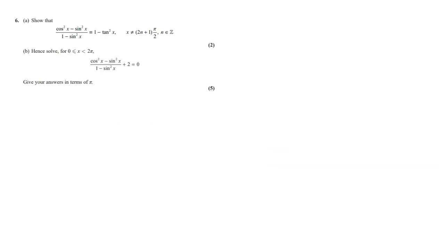Question number 6, part A. Cos square x minus sin square x over 1 minus sin square x. We have to convert it into 1 minus tan square x. Cos square x minus sine square x over 1 minus sine square x. One minus sine square x is cos square x.